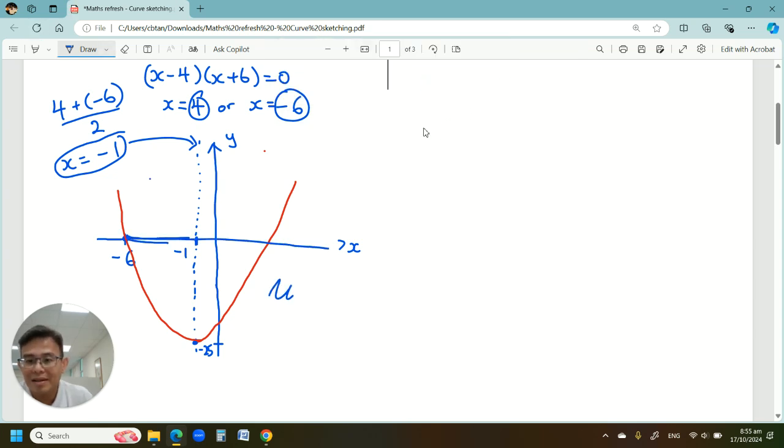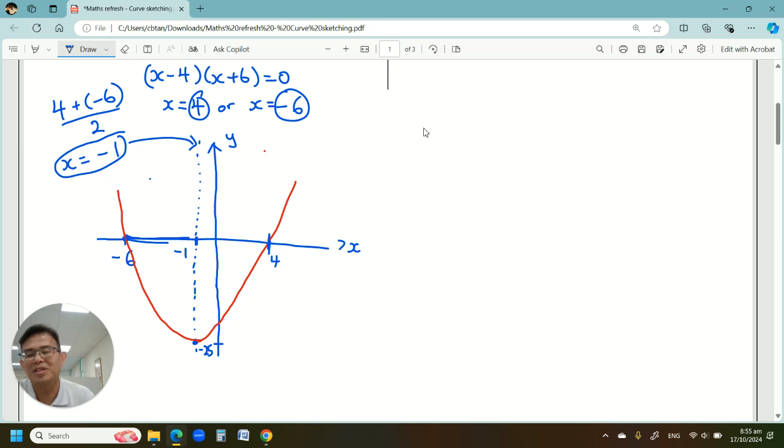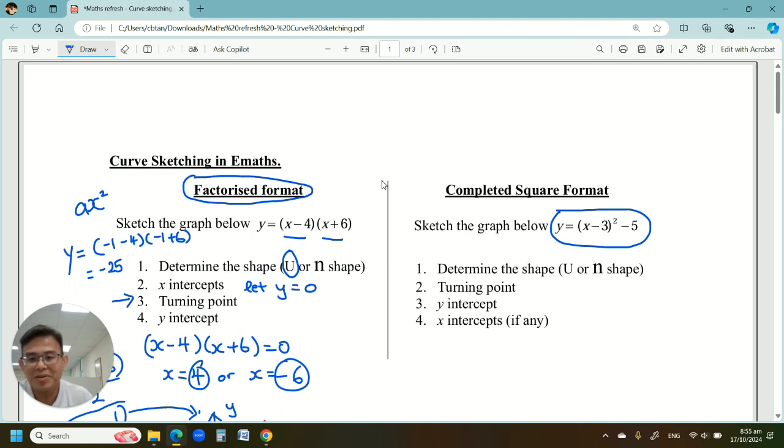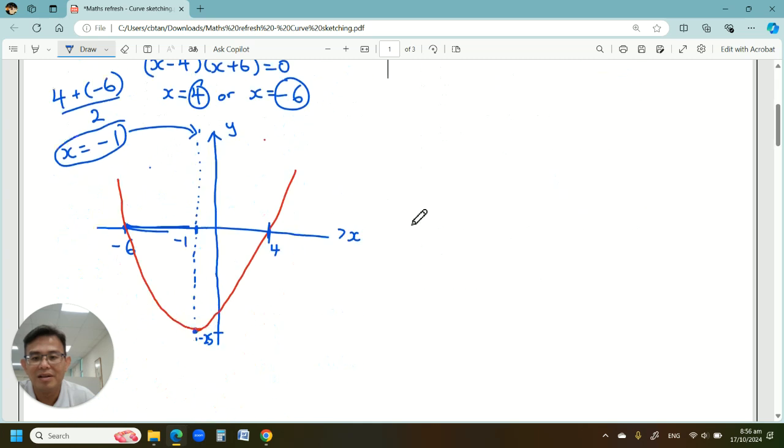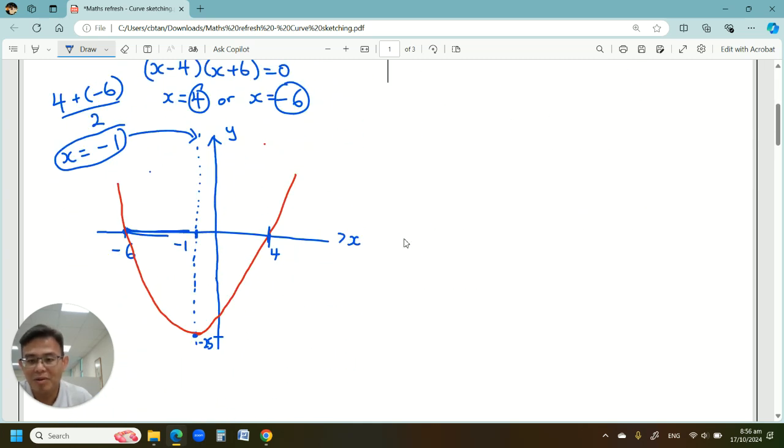Okay. Then we can change this to 4. So that's how you draw this graph, right? Now, what about the y-intercept? Now, the y-intercept, what you will do is you will let x be 0, right? So y equals 0 minus 4 and 0 plus 6. Answer is minus 24. Okay, so over here, you will mark this place and call it minus 24.